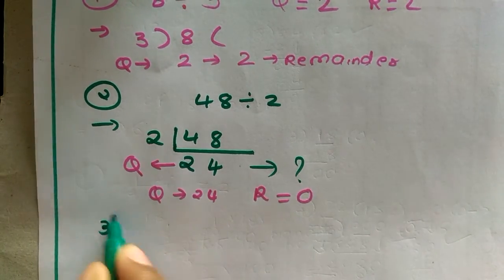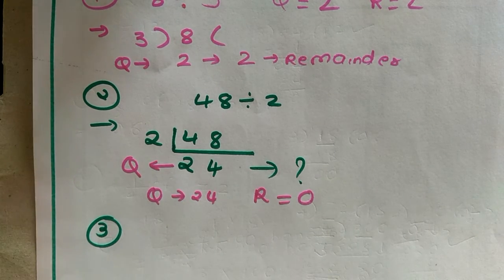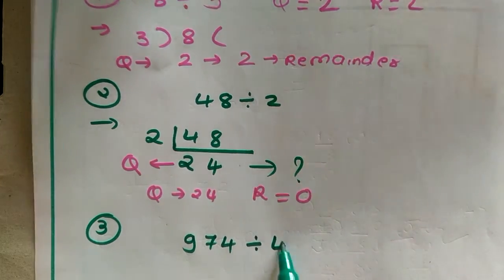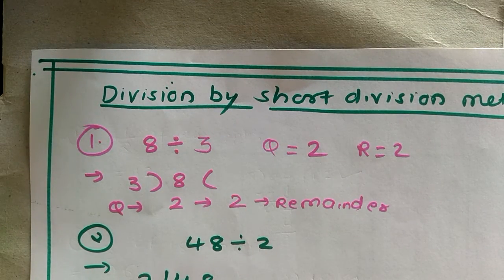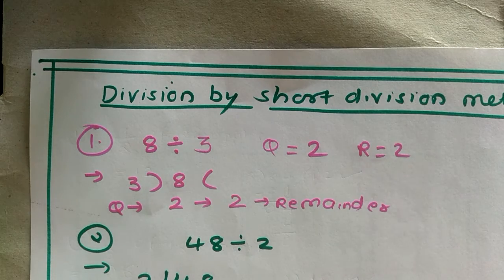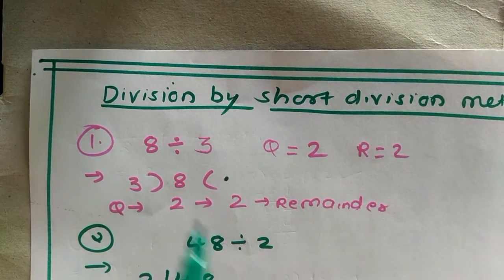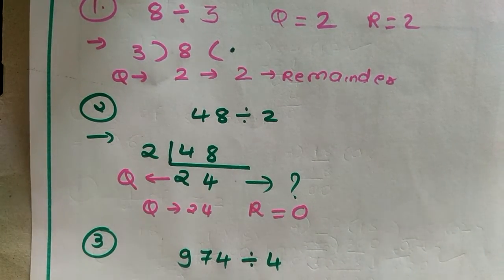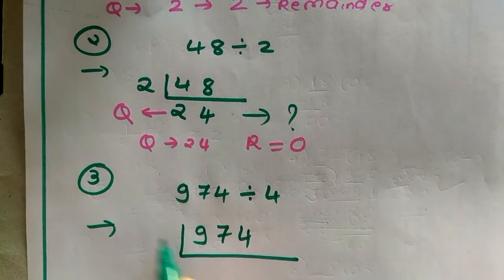Now the 3-digit numbers. So let us take the number 974. We are dividing with 4. So see the arrangement, how to write. The first example I'll show to show the similarity with our normal long division method. Here we write the quotient, but now you should not write the quotient here. Here only you'll get the quotient below the dividend. So 974 divided by 4.